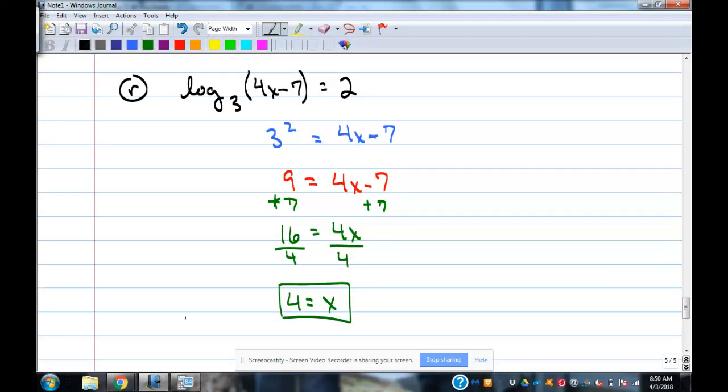All right, let's look at another. Log base x of 64 is equal to 2. So we got an x in the base here. But it's a log on one side and not on the other. So how could we rewrite that as an exponential?